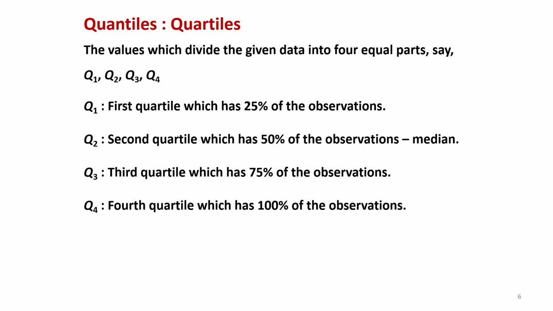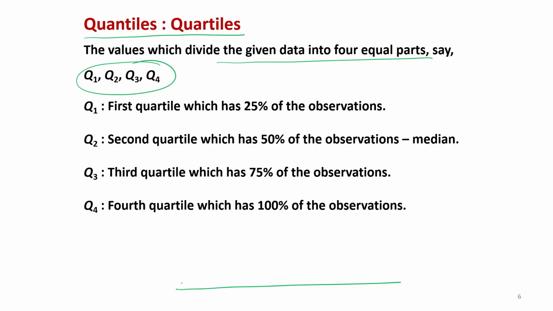Now, what are the applications of this very general definition? If you divide the total data or total frequency into 4 equal parts, then these quantiles are called quartiles. Please be careful with my pronunciation, quantiles and quartiles. Quartiles are the values which divide the given data into 4 equal parts. Let us denote them as Q1, Q2, Q3, Q4. If I plot the data here, this is the median, and then I divide it like this, right.